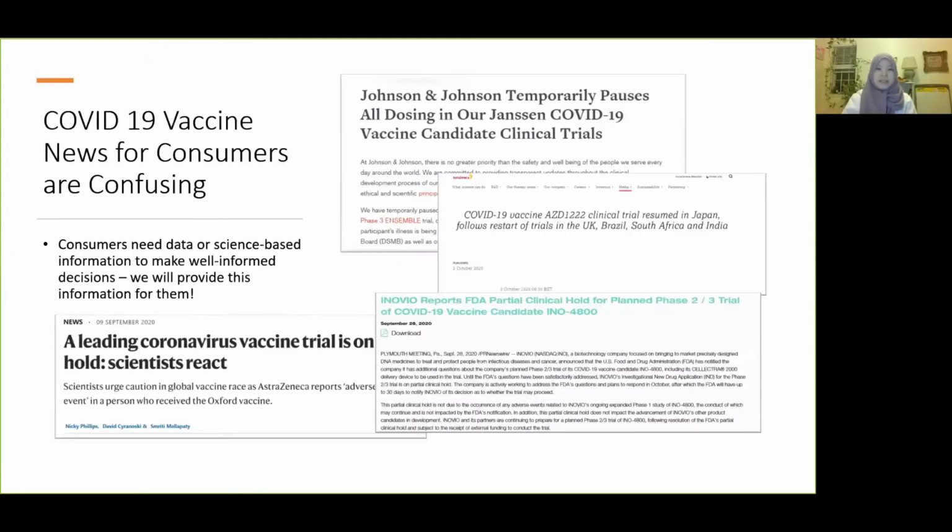COVID-19 vaccine news out there is confusing for consumers. We see that one day a big company's vaccine trial is on hold, another day resumed in different countries, another vaccine is on hold, and then more. What's going on there? Consumers need data or science-based information in order to make well-informed decisions. Our goal is to provide this kind of information for them.